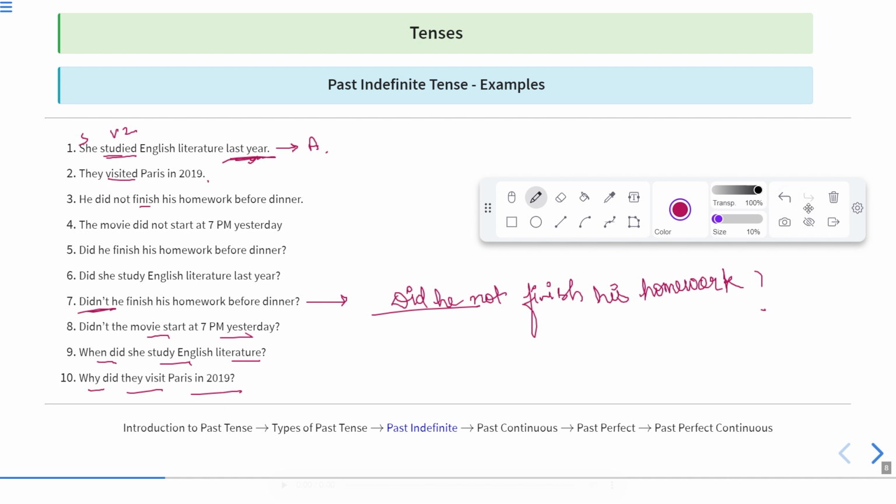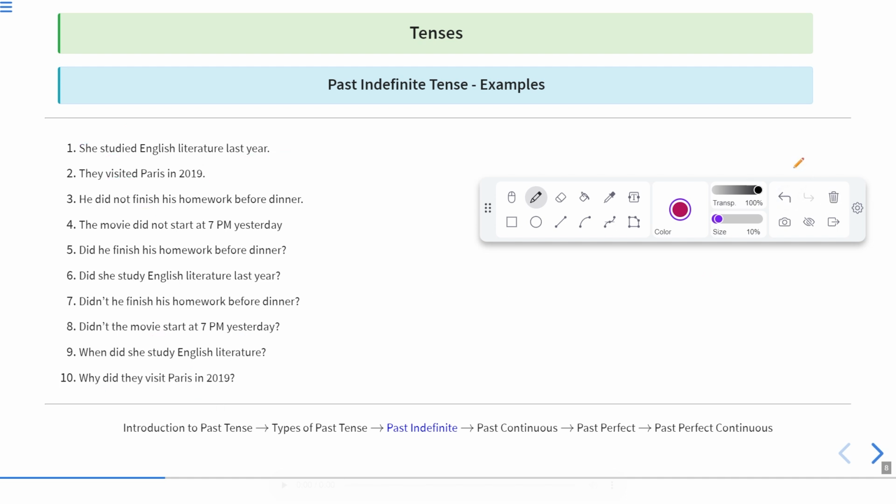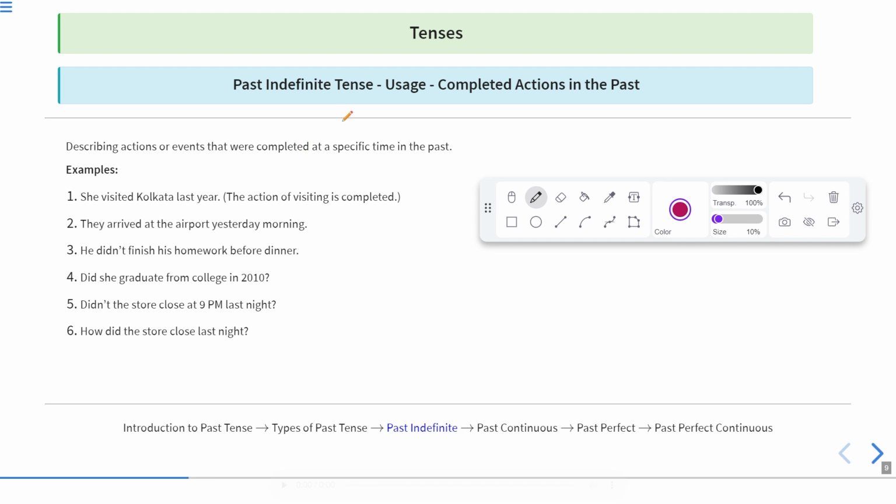Now let us see the usage of past indefinite tense. Here we can see the first usage, that is completed actions in the past. If we want to show completed actions in the past, we use past indefinite tense. How? Let me tell you. Describing actions or events that were completed at a specific time in the past. She visited Kolkata last year. The action of visiting is completed. They arrived at the airport yesterday morning.